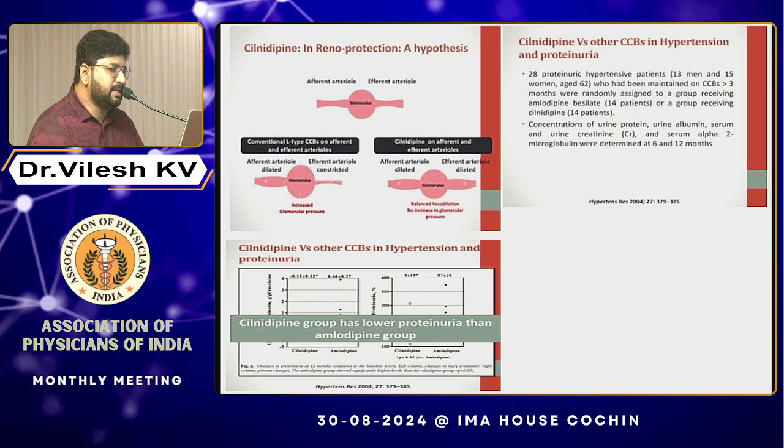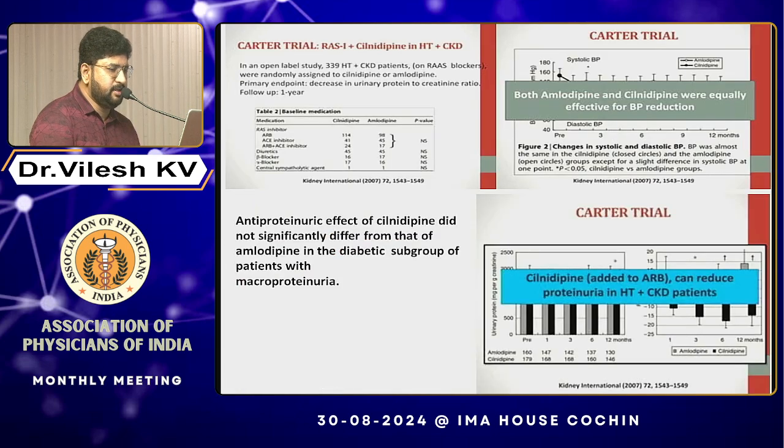Cilnidipine versus other calcium channel blockers in hypertension and proteinuria. They compared cilnidipine with amlodipine, and found that the cilnidipine group had lower proteinuria than the amlodipine group, which is explainable by the block on the L and N channels. Amlodipine and cilnidipine were equally effective in the CARTER trial as far as BP reduction is concerned, but cilnidipine could reduce proteinuria in patients with hypertension and chronic kidney disease when added to ARBs. So the antiproteinuric effect of cilnidipine was much higher than amlodipine, but the significance dropped when the patients had very large macroproteinuria. That was the final conclusion of the CARTER trial.